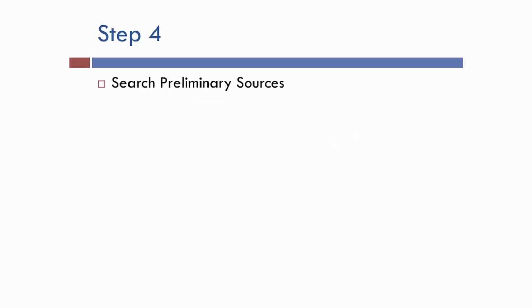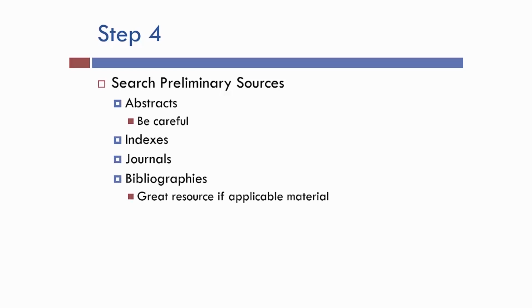So step 4, now we've kind of got our secondary stuff figured out. We know what we're going to do. Now we go back to those preliminary sources and we look at our abstracts. Okay, so we look at these abstracts, and you've got to be careful because abstracts are abstracts. They're not the actual study. You can read all the abstracts you want, and if someone asks you about them, you can say, hey, I saw this and this, but you're not going to have any details. Okay, you can look at the indexes, you can look at journals, you're going to look at bibliographies. Again, these are great resources.